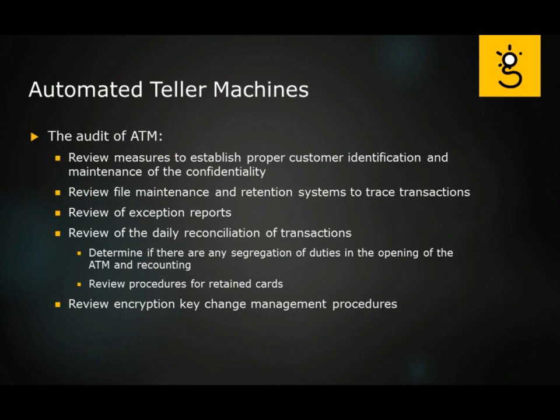You're going to look for things like reviewing the measures established for proper customer identification and maintenance of confidentiality. You want to review the file maintenance and retention systems to be able to trace transactions, the exception reports, and the daily reconciliation of transactions. We want to make sure there is some segregation of duties in things like opening up the ATM and recounting the money, right? We want some separation there. We also want review procedures for the retained cards. Yes, sometimes ATMs keep your cards.